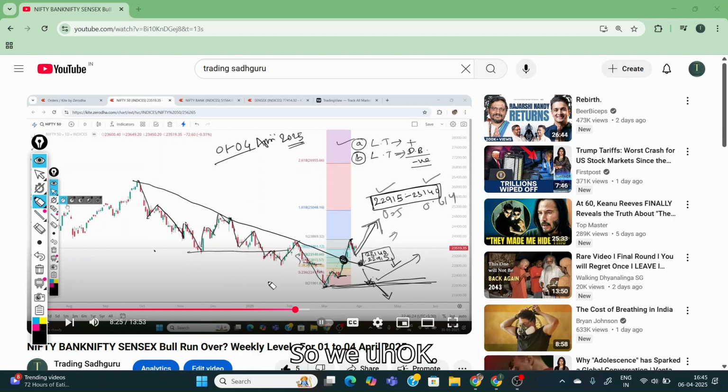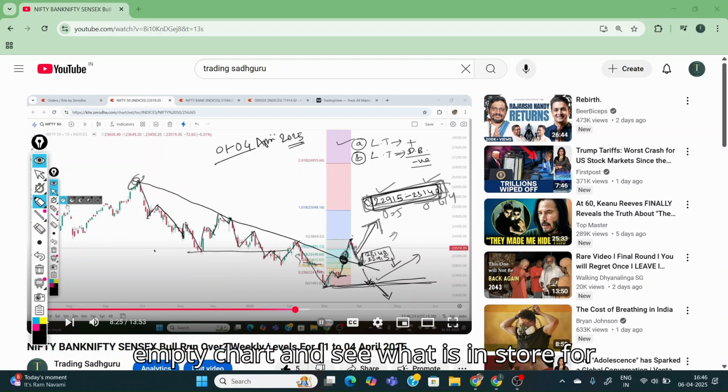Let us remember these trend lines. This is the long-term trend line which was broken here, and because of Liberation Day, the market has gone down and tested these levels on Friday. So our view, our level, has worked out very well for the week gone by. Let us now come to an empty chart and see what is in store for the coming week.